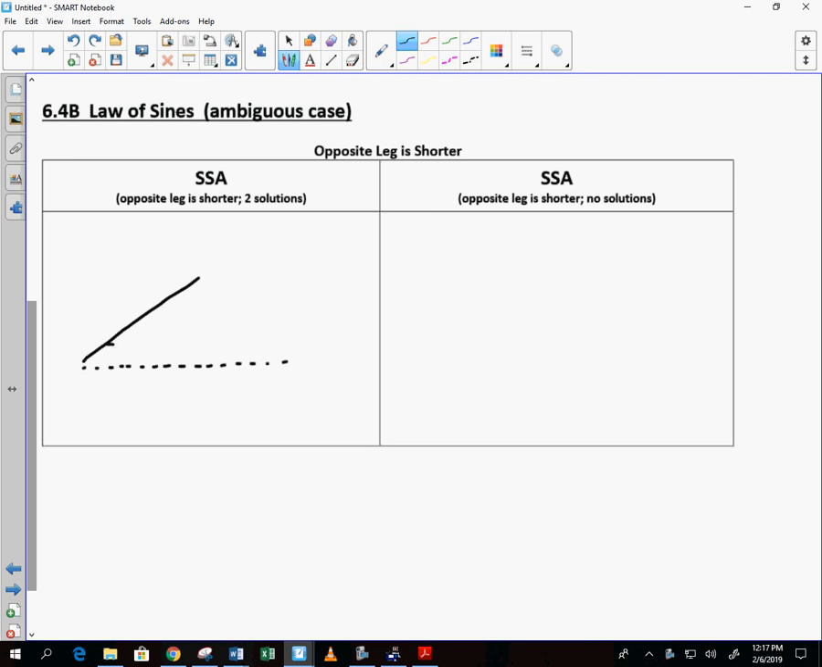Okay. Suppose I have a 35-degree angle and a side of length 10, and I have another side of length 8. Today, this is a situation that we want to investigate. I'm going to do my best to explain it.